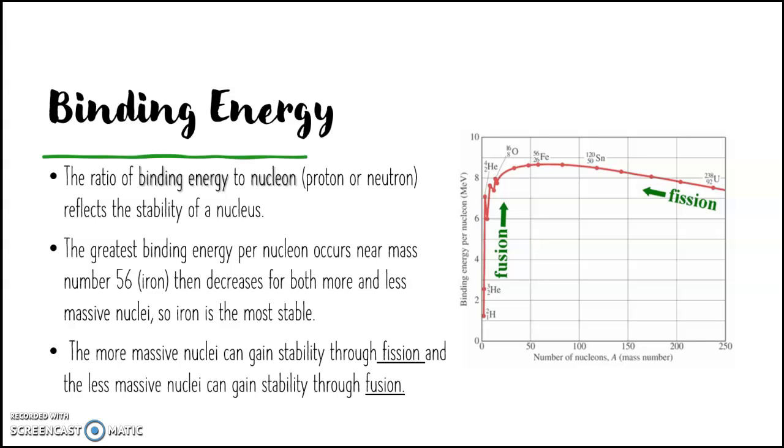Lighter nuclei that have an unstable proton to neutron ratio will go through fusion if in the right environment, say a star, and unstable nuclei that are too large will go through fission.